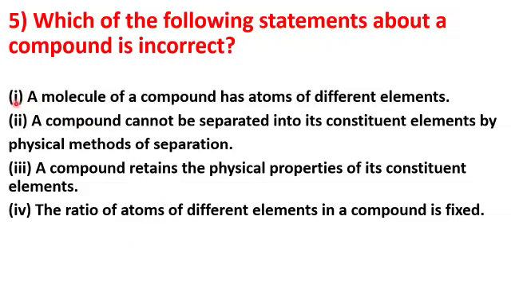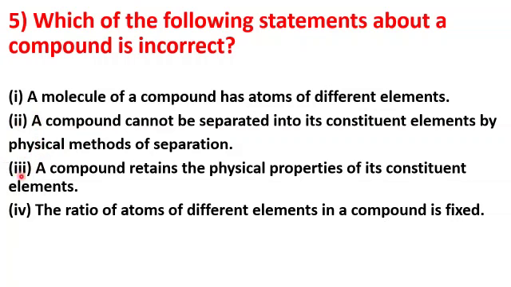So let us see one by one. First statement says that a molecule of a compound has atoms of different elements. So this statement is correct one. So obviously molecule will consist of atoms of same element or different element. Second statement, compound cannot be separated into its constituent elements by physical methods of separation. So second statement also correct one, because to separate the compound into its constituent elements you have to follow some of the chemical methods. Hence second statement is correct one. We cannot separate it by using physical methods.